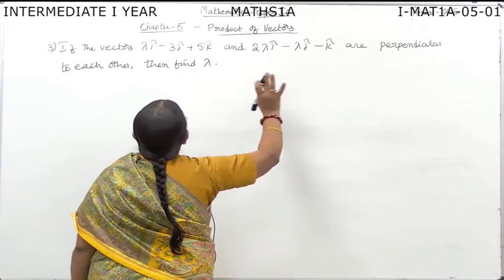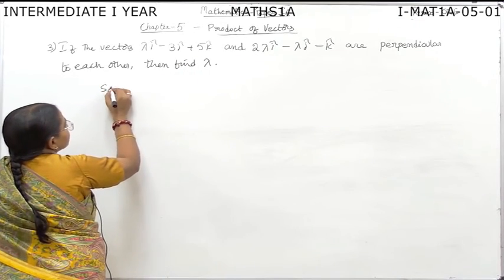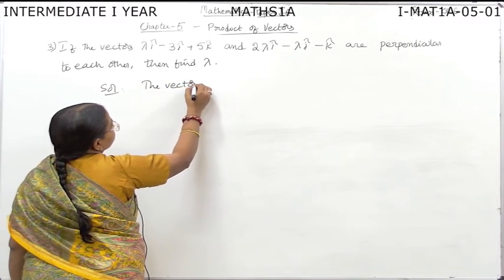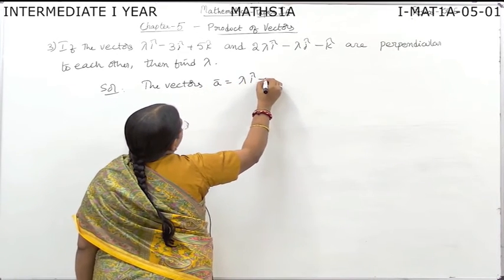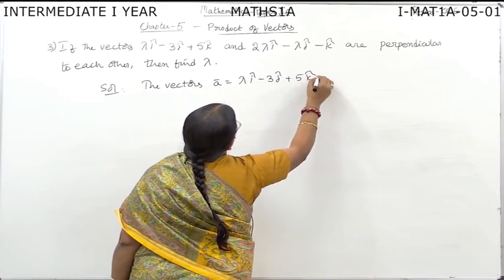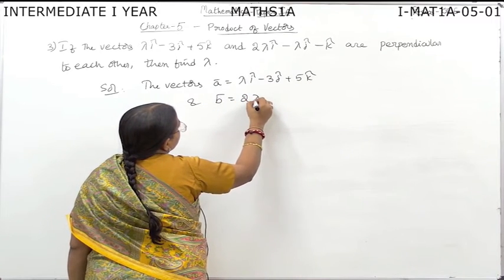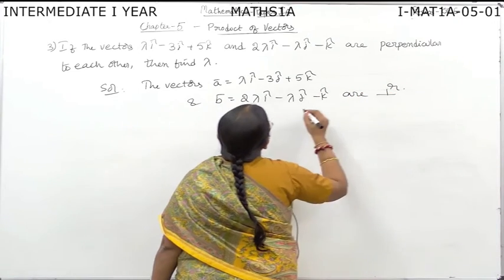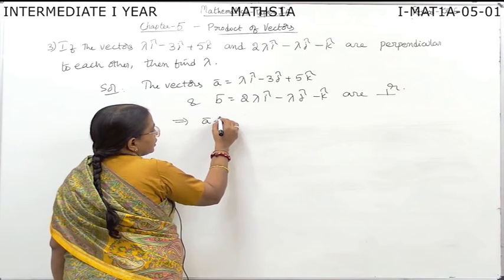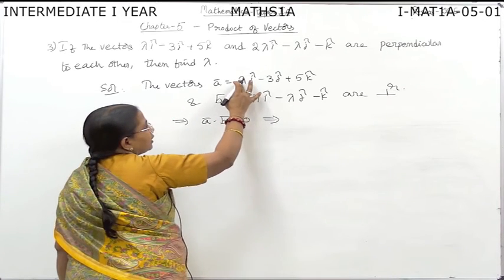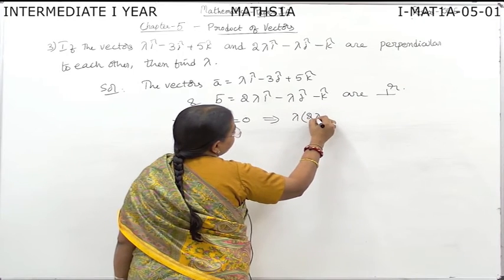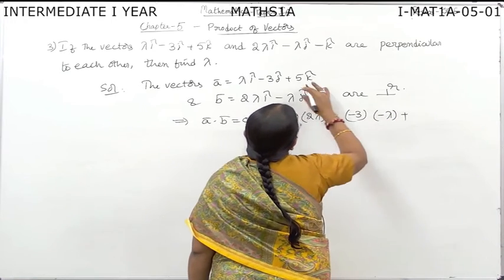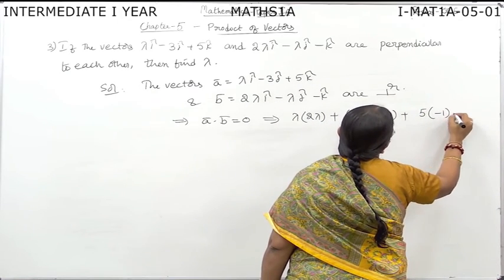Then these are the two vectors which are perpendicular to each other. You must find lambda. So we know these are non-zero vectors. So when they are perpendicular, the vectors A is equal to lambda I minus 3j plus 5k and B is equal to 2 lambda I minus lambda j minus k are perpendicular to each other. So we have the property as A dot B is equal to 0. Now what is A dot B? A1 B1, so lambda into 2 lambda, plus A2 B2, that means minus 3 into minus lambda, plus A3 B3, so 5 into minus 1, is equal to 0.